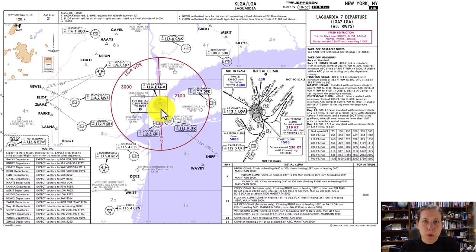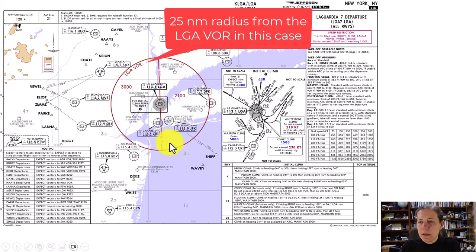It says both interchangeably in all of its things. This is a 25-mile radius, and it has various sectors. In this half, you'd want to be at 2100 or above, and this half 3100, and it is centered around the LaGuardia VOR.